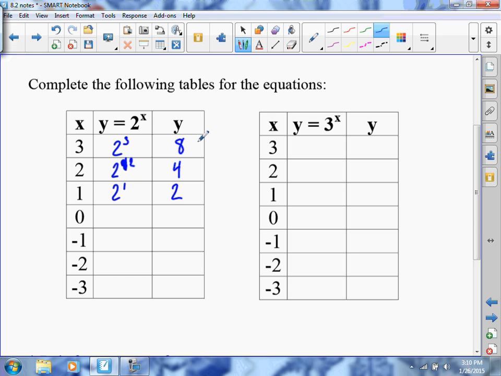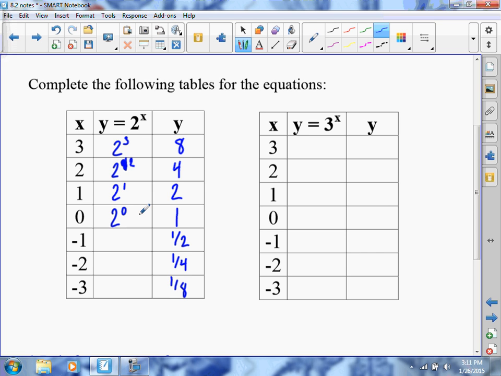As you look at these y values in this column, you can see that we're dividing by 2 every single time. So if I kept dividing by 2, my next number should be a 1. And then 1 divided by 2 is a half. And then a half divided by 2 is a fourth. And a fourth divided by 2 is an eighth. So those are the numbers that we're going to get when we finish this column where we're substituting. 2 to the 0 power, if you do that on your calculator, you'll get an answer of 1.